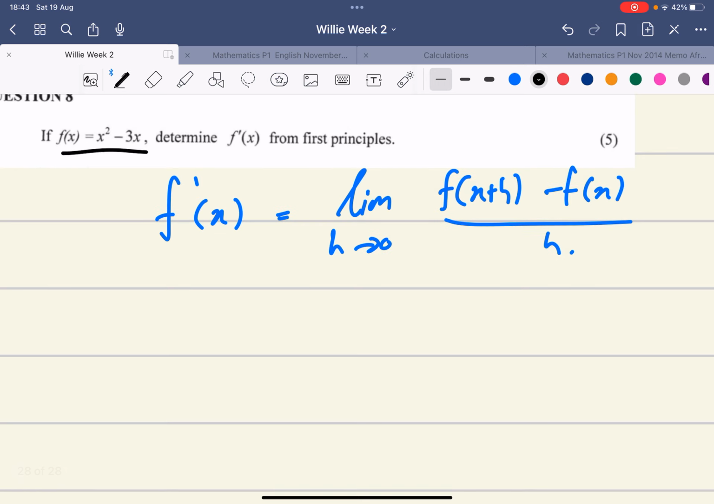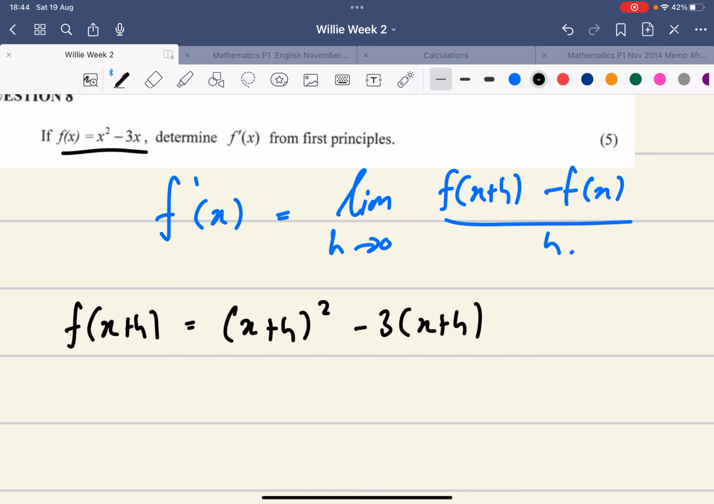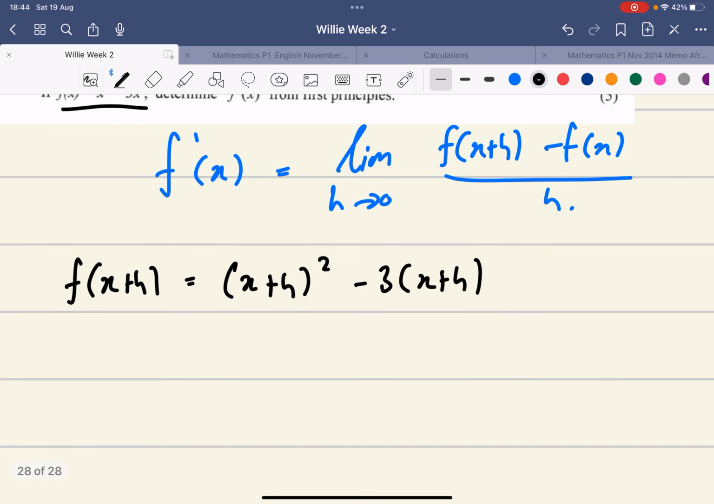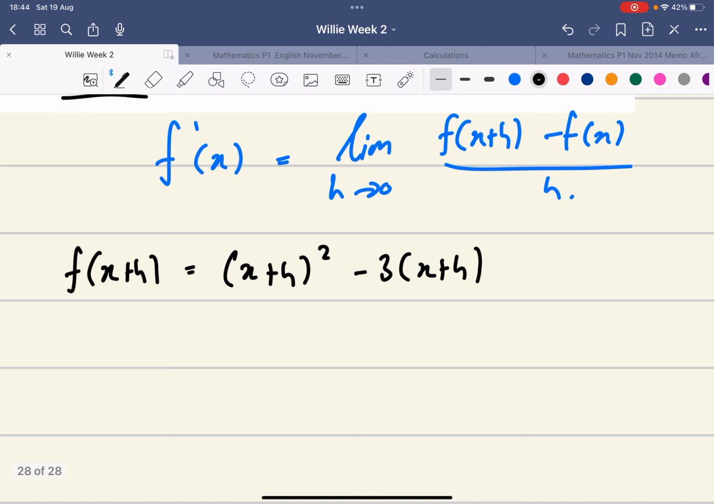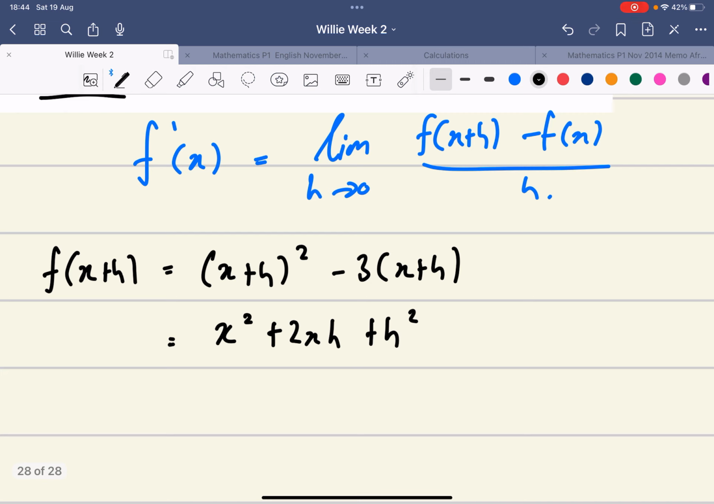So this is f of x here. So to find f of x plus h, all we do is add an h in the position of all our x terms. So f of x plus h is equal to (x plus h) squared minus 3(x plus h). I'm going to work quite fast here. So if you get a bit lost with the expanding out, just pause and do it yourself more slowly. That's going to give you x squared plus 2xh plus h squared and minus 3x minus 3h.